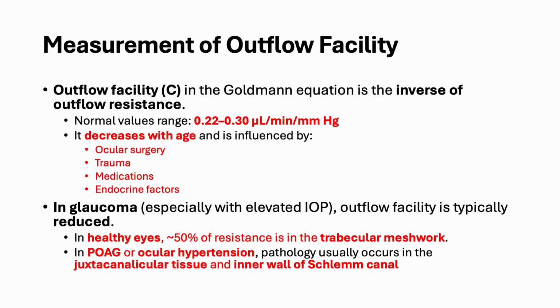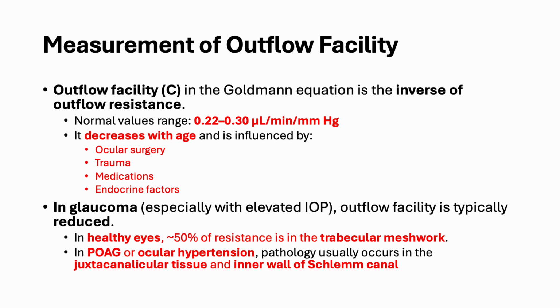In healthy eyes, around half of the resistance to outflow occurs in the trabecular meshwork. In primary open-angle glaucoma and ocular hypertension, pathology is most commonly localized in the juxtacanalicular tissue and the inner wall of Schlemm's canal. How to remember the juxtacanalicular region as the key site of resistance?